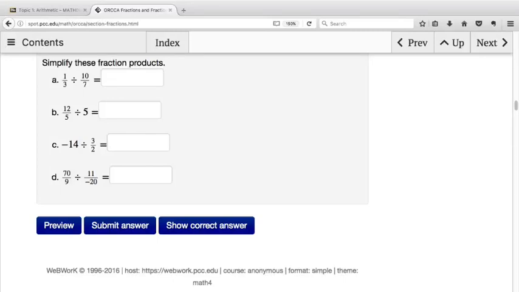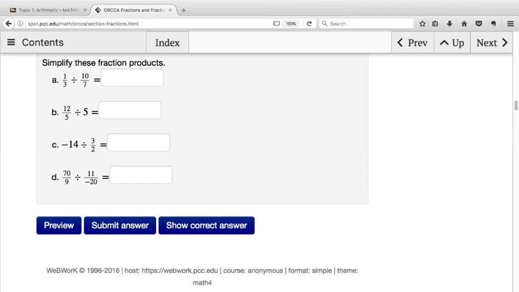We know how to multiply fractions. What about dividing? Let's pick an example that's going to give us a little bit more work to do. Let's do part C again. So negative 14 divided by 3/2. So what's our strategy going to be?